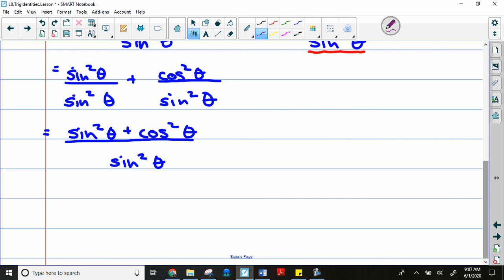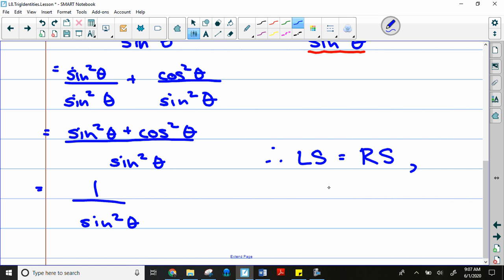Our last step is using the Pythagorean identity. We go, yes, I'm right. The numerator sine squared theta plus cos squared theta, the Pythagorean identity told me that that's 1, and that's over sine squared theta. My life is awesome. Left side equals right side. Quod erat demonstratum.